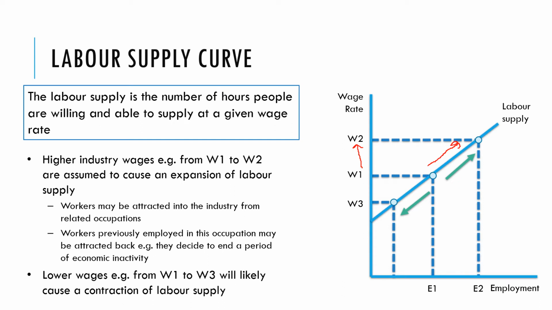Now, why might that be? It might be because workers are attracted into the industry from related occupations. They move into that industry because of the higher wage rate. Or it might be that people who have left the industry, maybe they had taken early retirement, something like that, are attracted back into employment, back into the industry because of the higher wage rate. On the flip side, lower wages, so W1 going down to W2, will cause a contraction in supply for the opposite reasons that we've given.